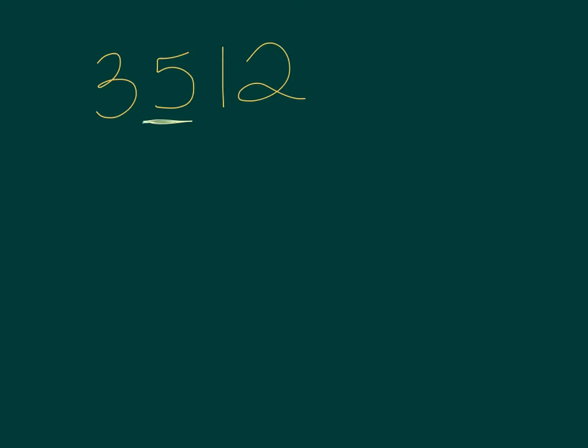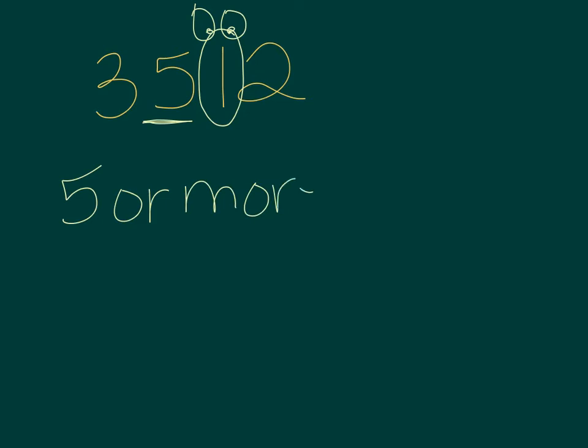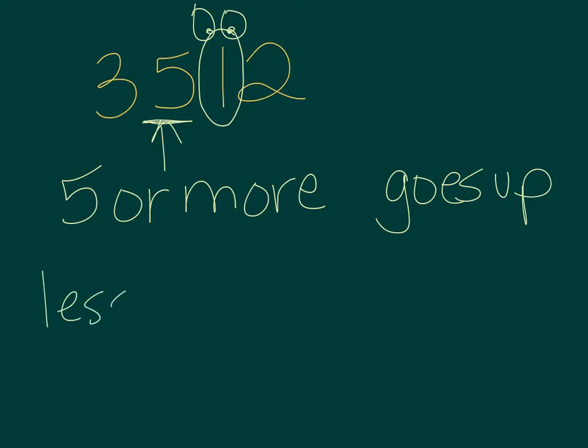And to round this number to the nearest hundred, I would actually look at my number to the right. And I sometimes draw little eyes, so I remember that this is where I got to look. And the rule tells me that if the number to the right of the digit I am rounding is 5 or more, so 5 or greater than 5, then my number that I'm rounding, which in this case is this 5 because I'm rounding to the nearest hundred, is going to go up 1. Okay? The rule says that if the number to the right is less than 5, then the number I'm rounding, which in this case again is a 5 because I'm doing it to the nearest hundred, is going to stay the same.